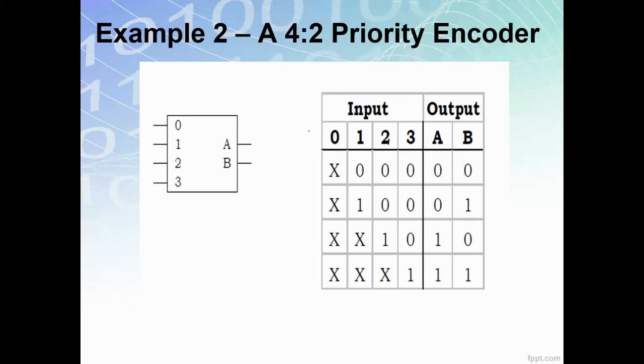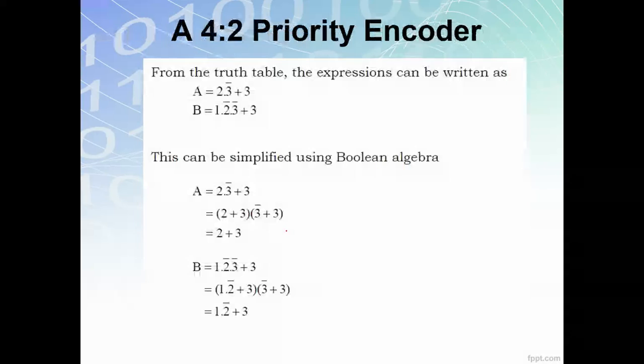So this is an example of a 4 to 2 priority encoder. You have X, 0, 0. If you press 1, 0, 1, you still choose 1. 0, 1, 2, it will choose 2. 0, 1, 2, 3, it is on 3, so it will choose 3. So this is how the priority encoder works.